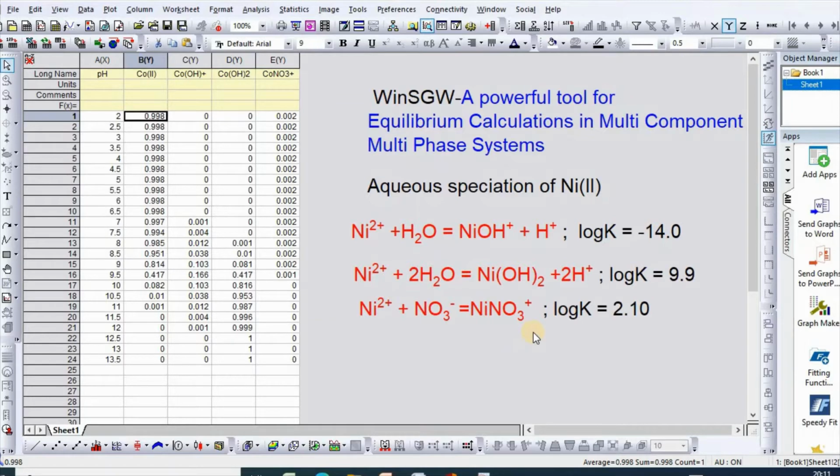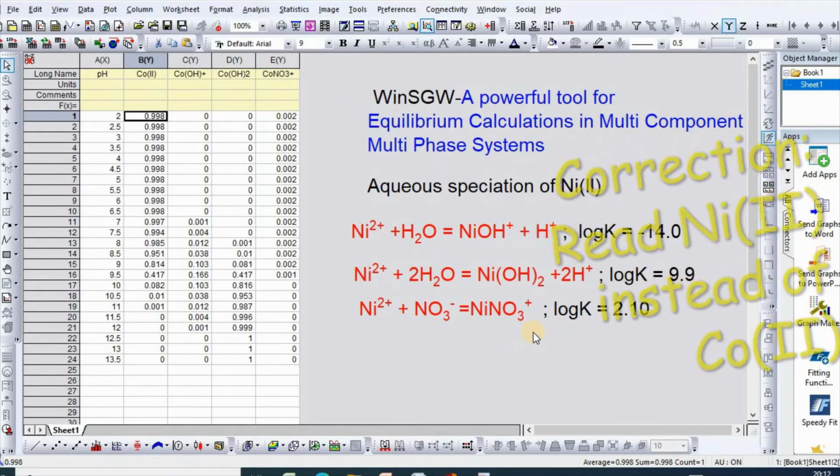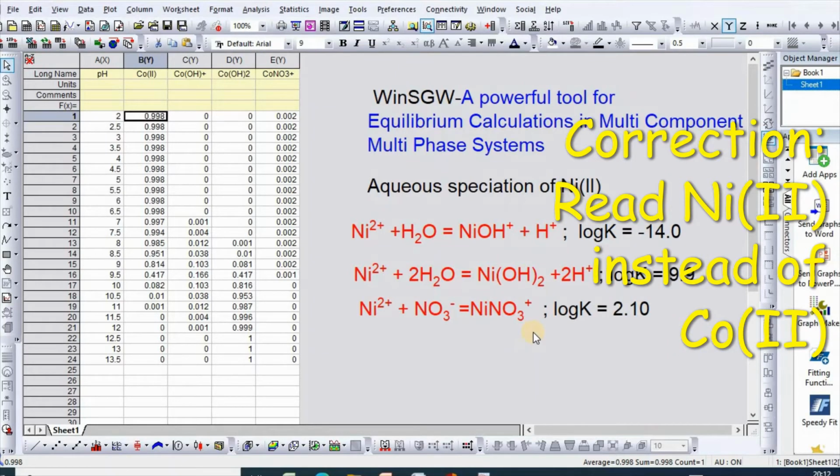Well, aqua speciation is important to understand the different species formed by nickel 2 ion in aqueous solution depending on solution pH and concentration, and the relative distribution of these species can be estimated using Wind-solved gas software, which is a powerful tool for equilibrium calculations in multi-component and multi-phase systems.